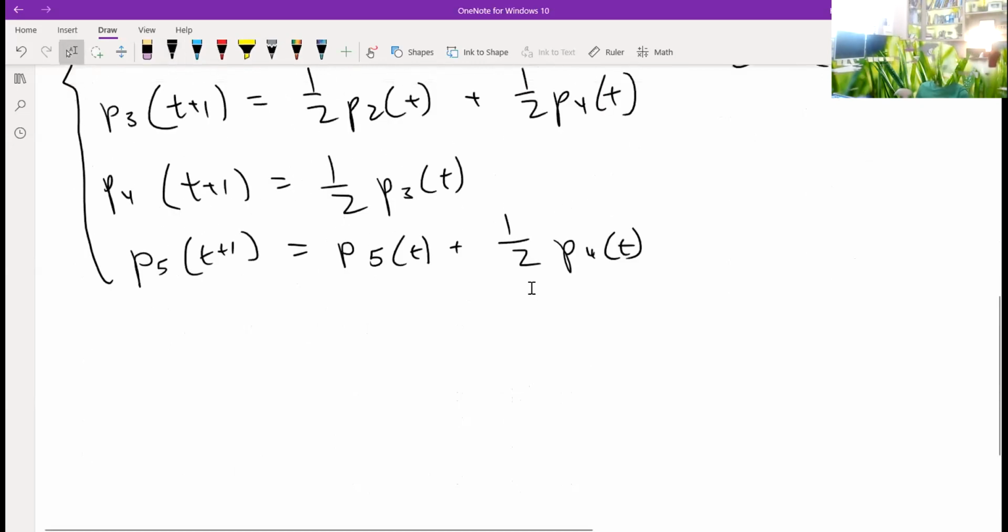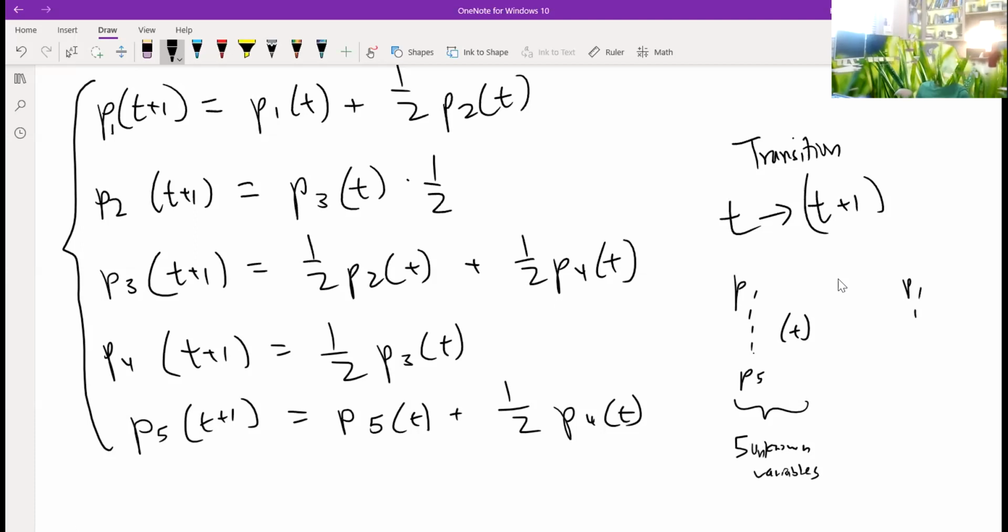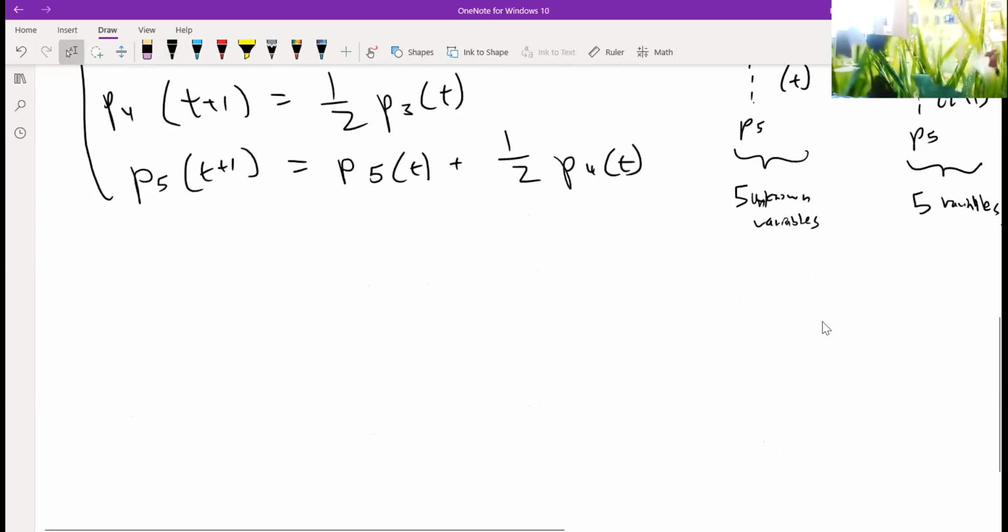So essentially, all of these, if we consider P1 to P5 of t as 5 unknown variables, and then P1 to P5 of t plus 1, these are also 5 variables. I wouldn't say unknown because they're all going to be solved eventually.